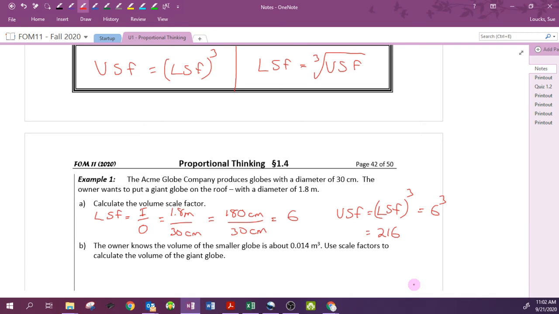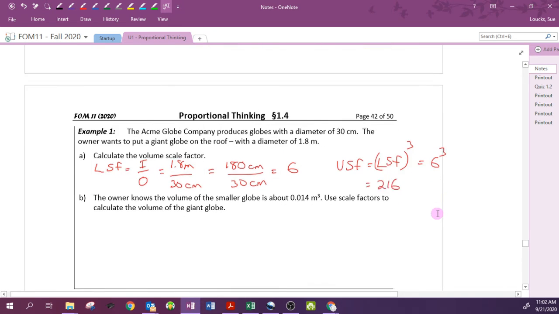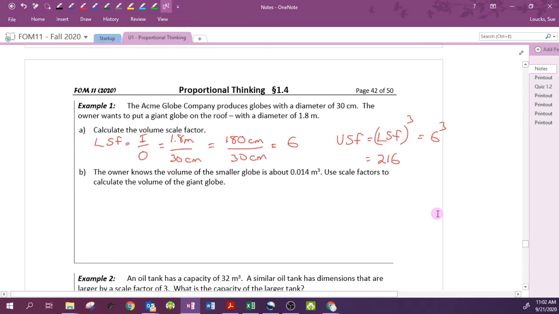So when you're talking about volumes, things get very big very quickly, okay? Or very small very quickly. All right, the owner of the globe somehow knows that the volume of the smaller globe is 0.014 meters cubed. Use scale factor. I don't know how you could possibly know that, but okay. Use scale factors to calculate the volume of the giant globe.